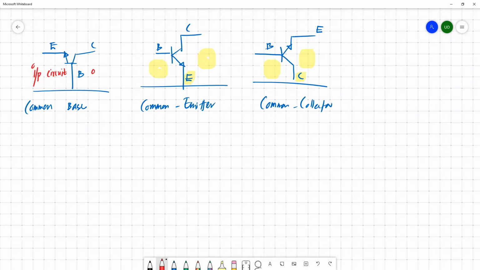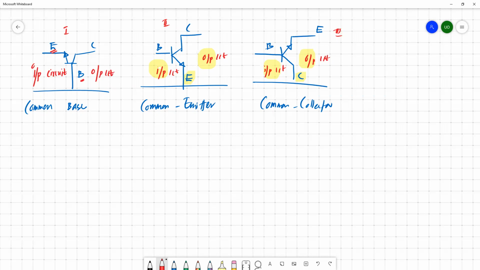So the right hand side is basically your output circuit. This is your input circuit. This is your output circuit. Input circuit, output circuit. So for this first case, your emitter base junction is your input circuit, and the base collector junction is your output circuit.